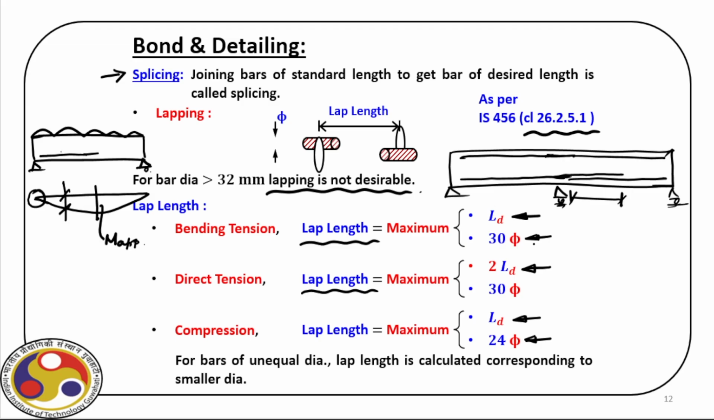And for unequal diameter bars, because we can provide lap over unequal diameters, in that case the lap length must be calculated corresponding to the smaller diameter bar, because that will dictate this length. So we have to find out the smaller diameter in the unequal diameter bars for lapping. Then based on that, we have to calculate the lap length, right?